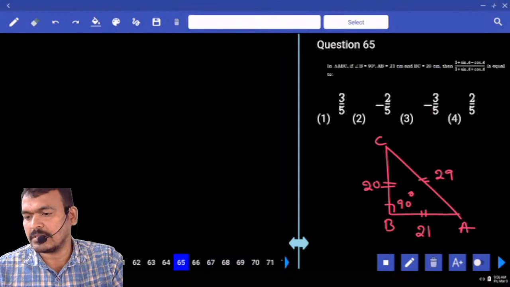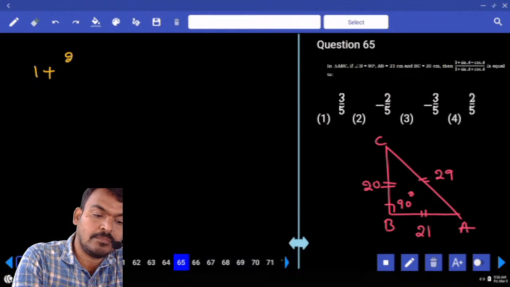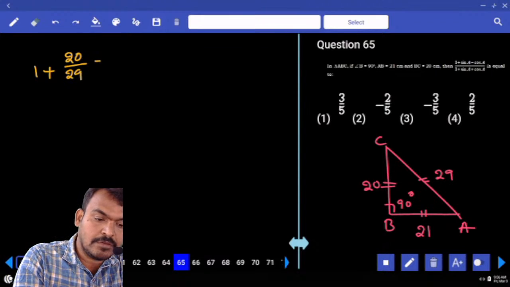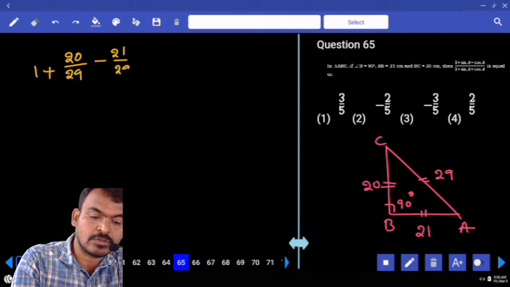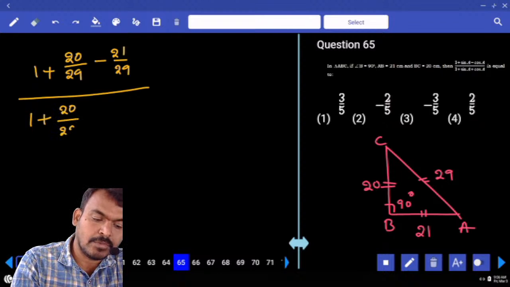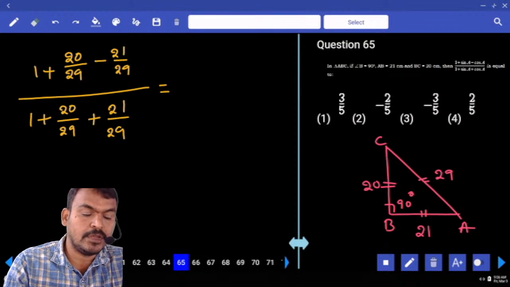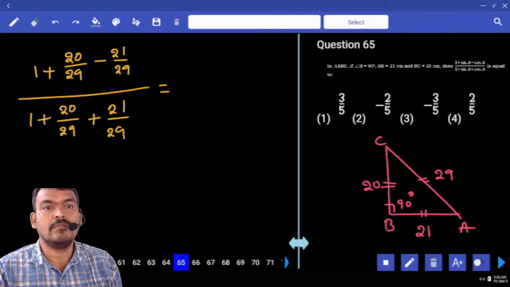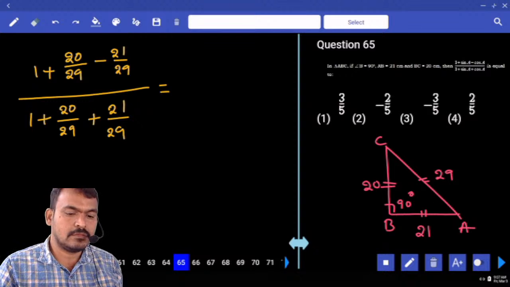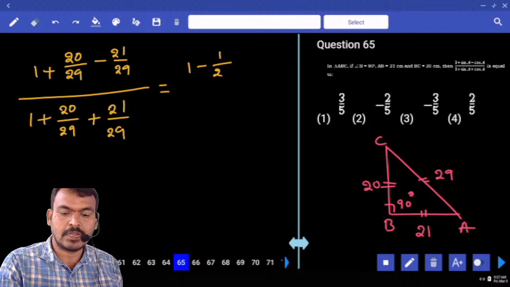What is the question? (1 plus sin A minus cos A) over (1 plus sin A plus cos A). What is the sin A value? 20 by 29. Cos A is 21 by 29. That is the numerator: 1 plus 20 by 29 minus 21 by 29. Numerator: 20 minus 21 is minus 1, so minus 1 by 29. Then we write 1 minus 1 by 29.